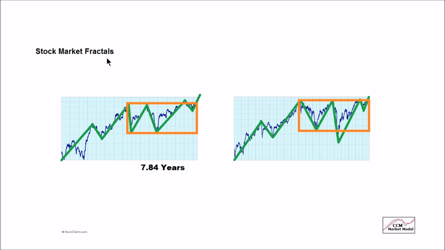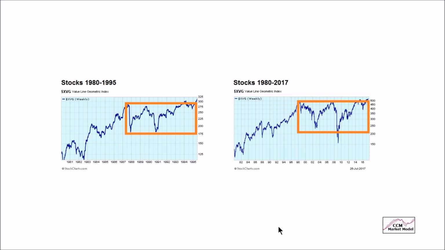We already know that this is 1980 to 1995 on the left. What are we looking at on the right? We're looking at the exact same Value Line Geometric Index. This is a weekly chart. Instead of spanning from 1980 to 1995, this version spans from 1980 all the way out to the present day.